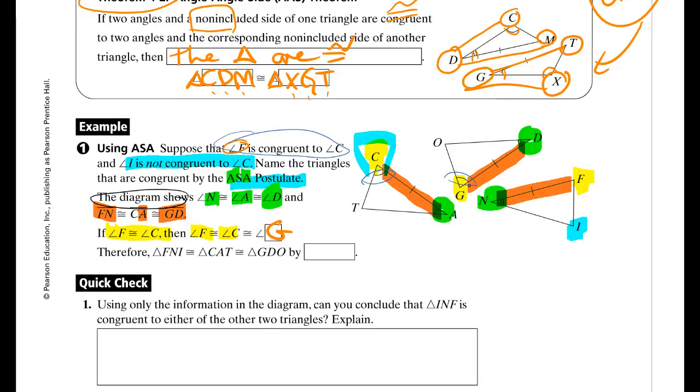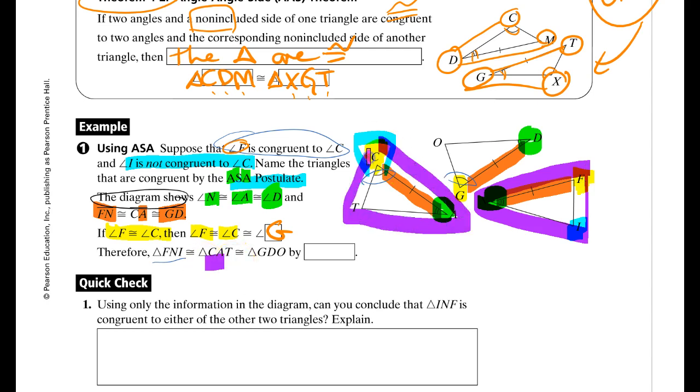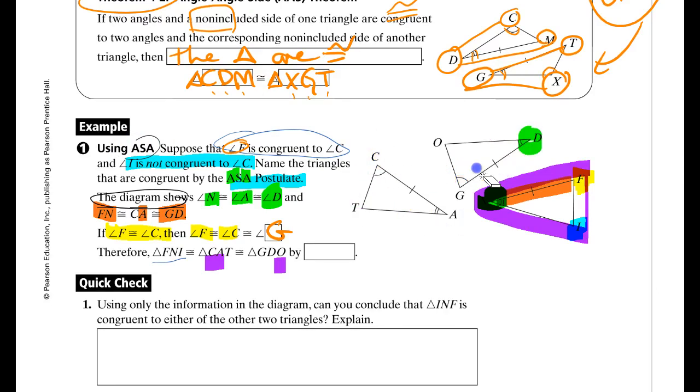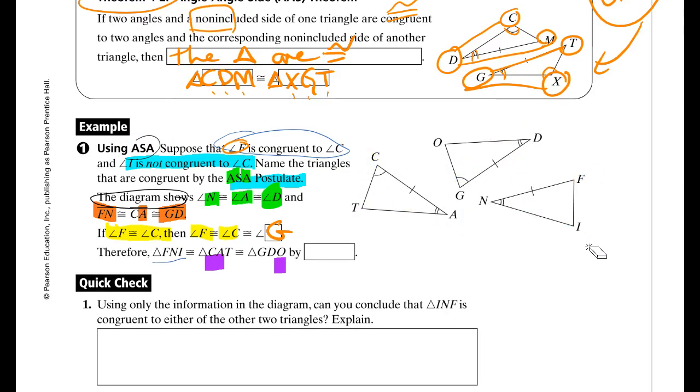Now, we're saying triangle FNI is congruent to CAT, and also congruent to GDO, by, well, you know it's going to be ASA, don't you? But let's clear this up and make sure we understand why those were all congruent. They sort of look it when we start, don't they?